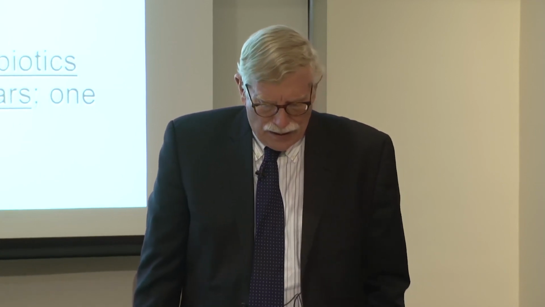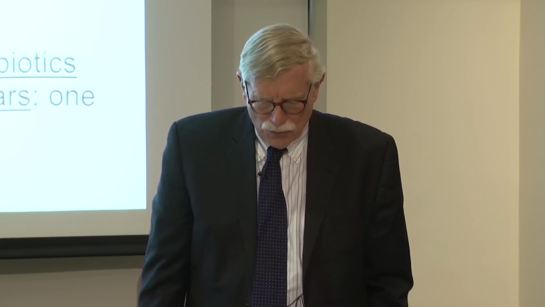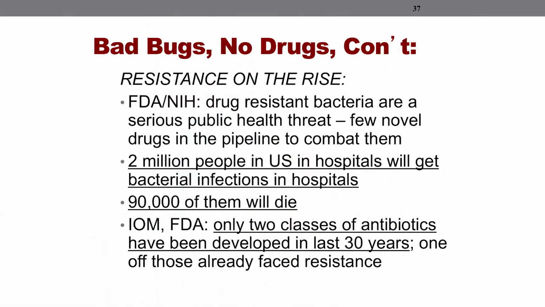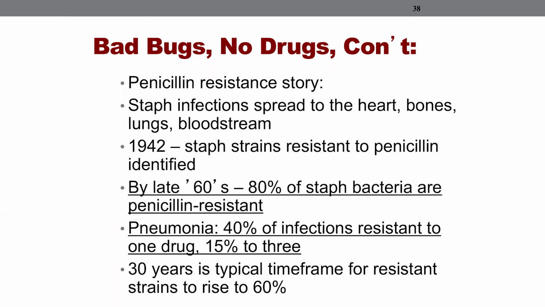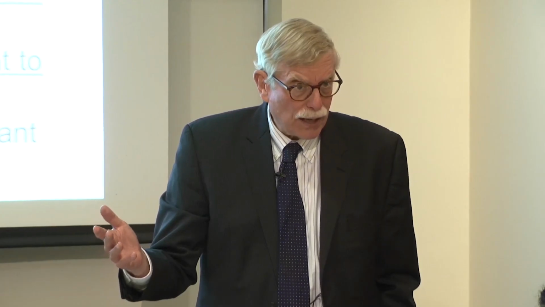And only 2 classes of antibiotics have been developed at the time this was written in the previous 30 years, and one of those is already facing resistance in this kind of endless cycle of build up of resistance that bacterial sources go through. By the late 1960s, 80% of staph bacteria were penicillin resistant. And in pneumonia, 40% of the infections were resistant to one drug and 15% to the next 3, right? So this is a serious growing problem.